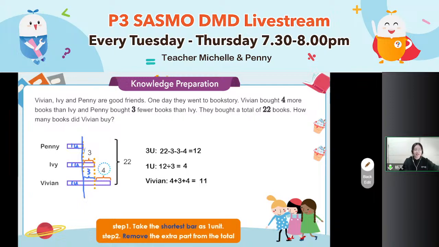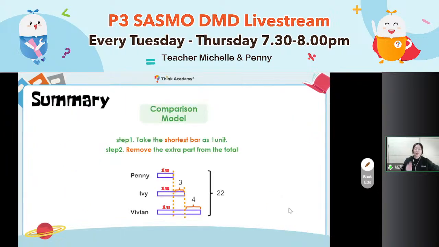This is what we call a comparison model. We use the comparison model in some kinds of questions. It tells you who has more, who has less. That's the kind of question. Take the shortest one as 1 unit. After we find the total number of 3 units, we can use divide. Okay. Now another question.